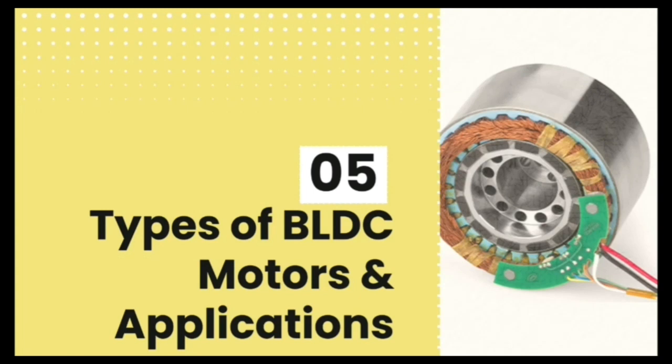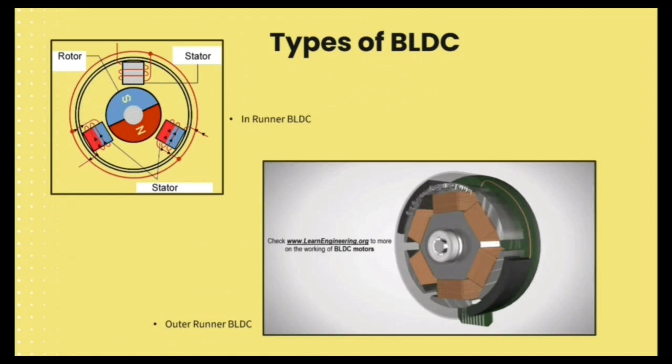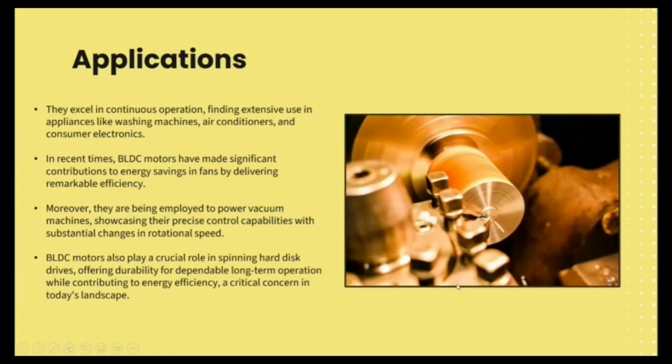We discussed this before. There is an inner runner BLDC and an outer runner BLDC. Because this permanent magnet is rotating in an outer shell, and this permanent magnet is rotating in an inner shell, that's why we call this an inner runner BLDC, and that's why we call this an outer runner BLDC. So we can discuss applications of these BLDC motors.